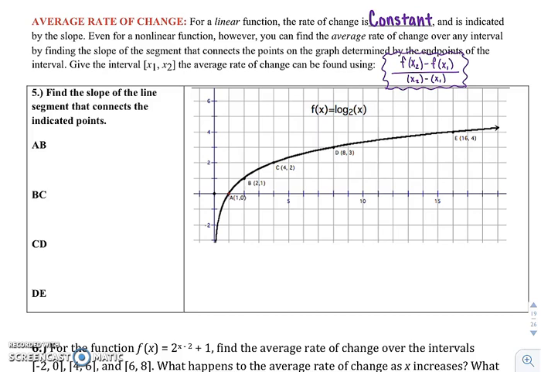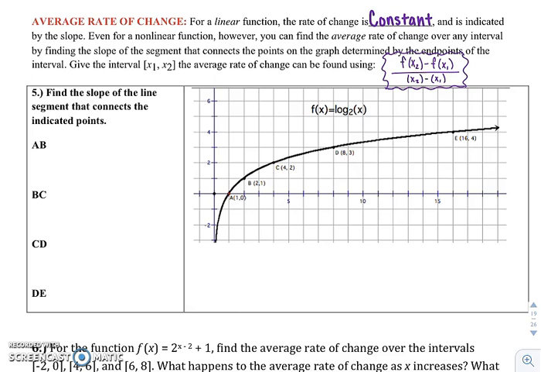We can also find the average rate of change of any given function. For a linear function, the rate of change is constant. So that's what you guys did in Algebra 1. That's what we're used to finding. It's constant and it's indicated by the slope.